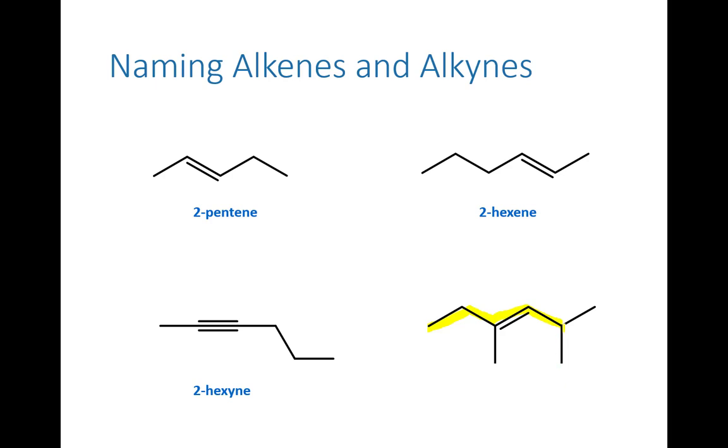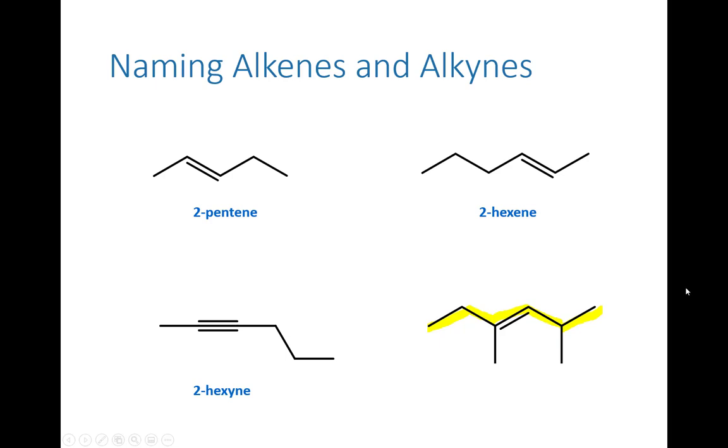Uh-oh, and do I go down or to the right? Doesn't matter because it's essentially a methyl group either way. You'll get the same name. Okay, so the longest carbon chain is 1, 2, 3, 4, 5, 6. It's a hexane parent. Because it's an alkene, it's going to be something hexene.